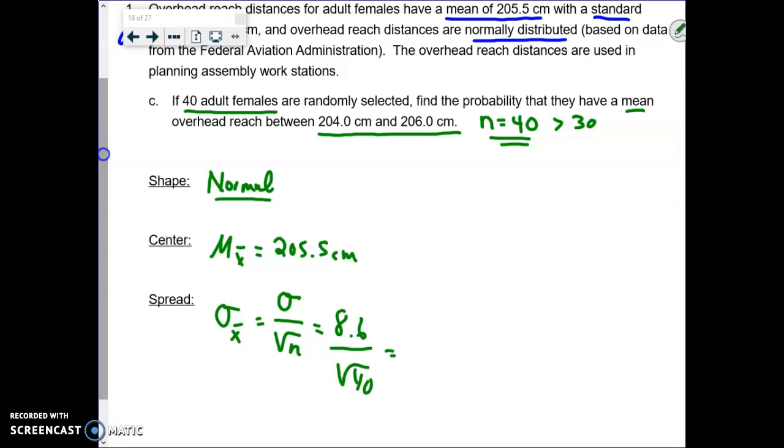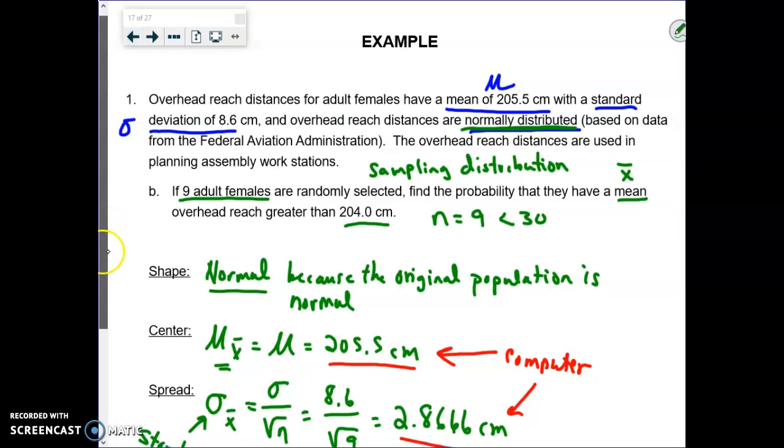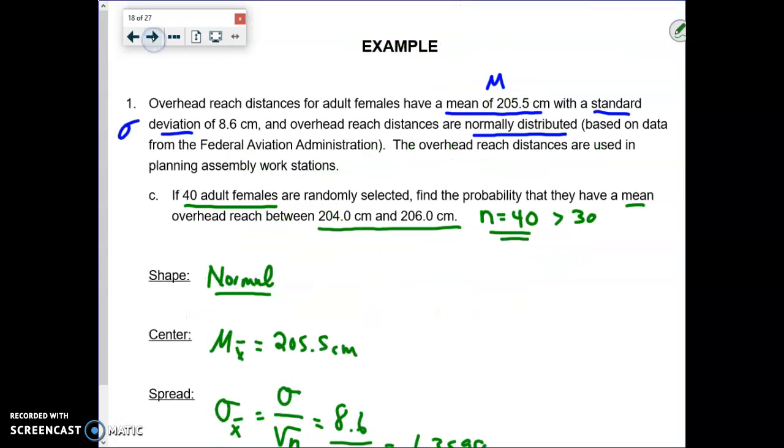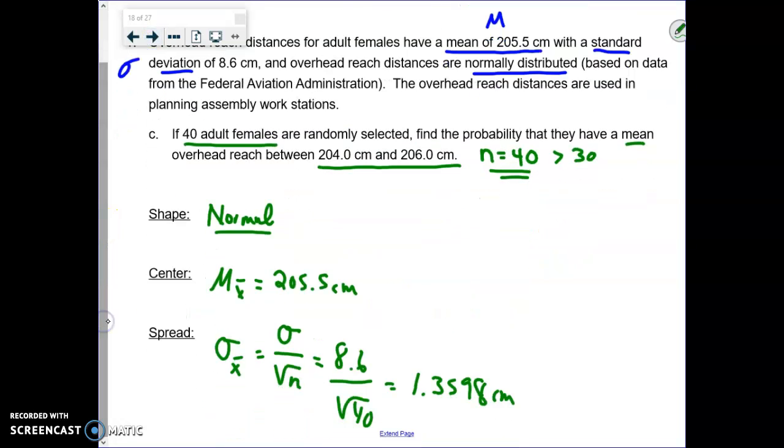So that gives us a standard error of about, again, I'm going to go to 4 or 5 decimal places, 1.3598 centimeters. Now, this value right here is smaller than the previous standard error because our sample size is larger. It was 2.86 there. Now, because the sample size is larger, it is 1.3598. And again, these are the two values right here that you're going to put into your StatApp.